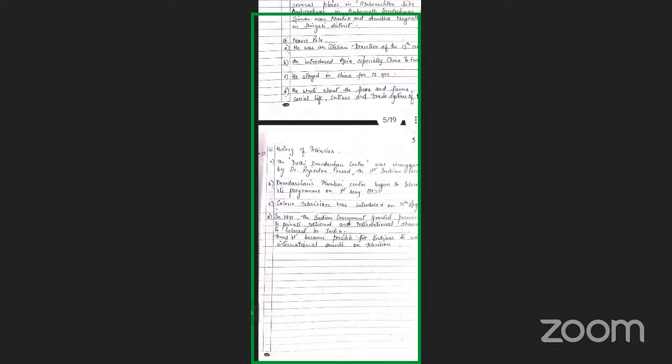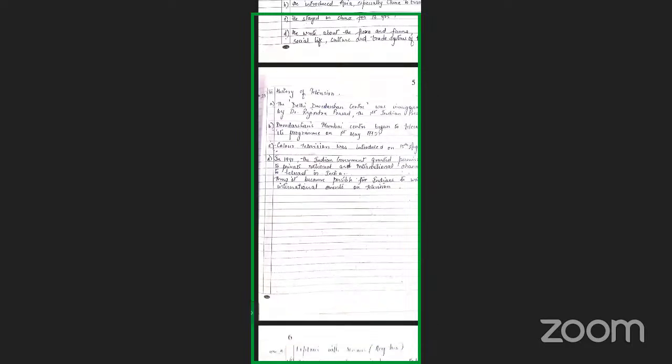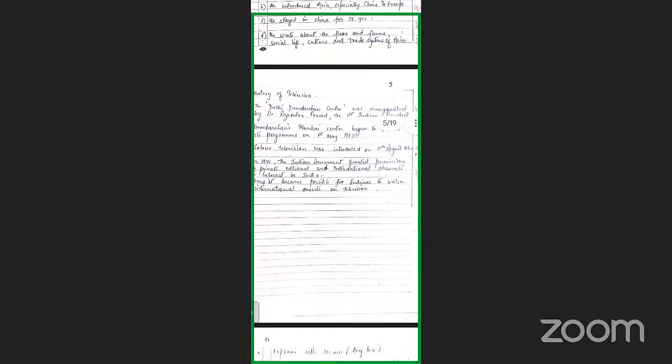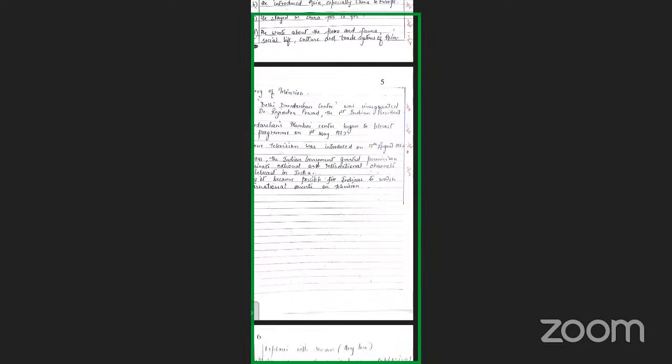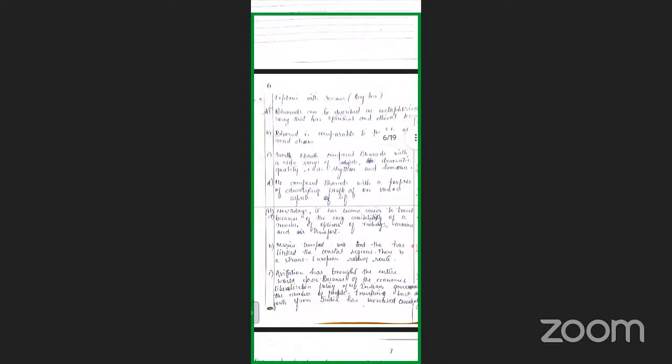Then you have the history of television, and the history of television is also divided into 4 points, and you get marks over here, that is half mark for each point. Then moving on to the third section, that is explain with reasons, and you have to do only 2 out of there.